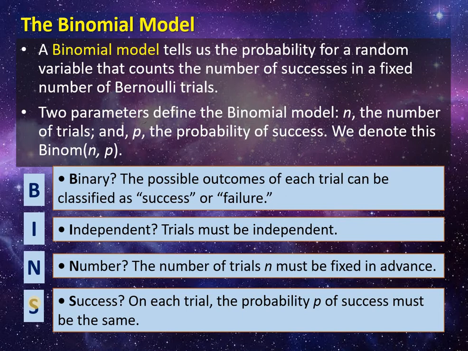So what you need to keep track of. I'm very confident in your ability to identify whether something is Bernoulli or not. Binary, independent, probability of success stays the same. But you've got to keep straight, and I want you to think about the way that I'm saying this. Geometric: geo, go until. Binomial: number of trials is set.